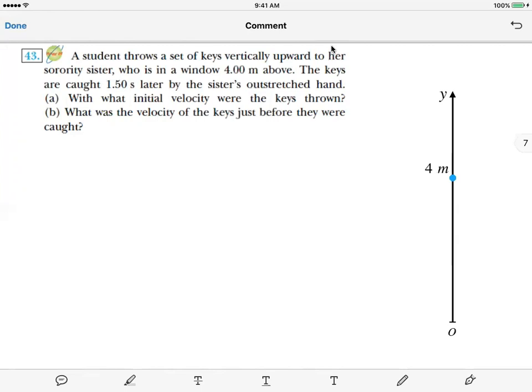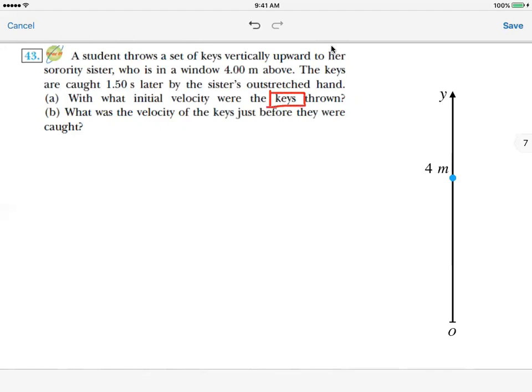So let's start with the first question. What was the initial velocity of the keys when they were thrown upward? Okay. So first of all, let's define a coordinate system in order to be able to draw all the objects in time and so on. So first of all, what is the object? The object that we are looking at is the set of keys.